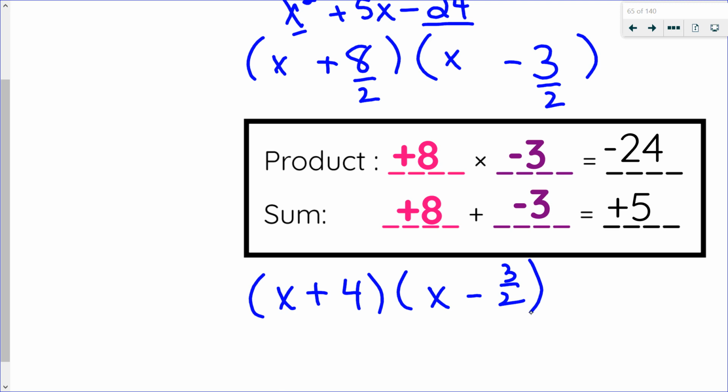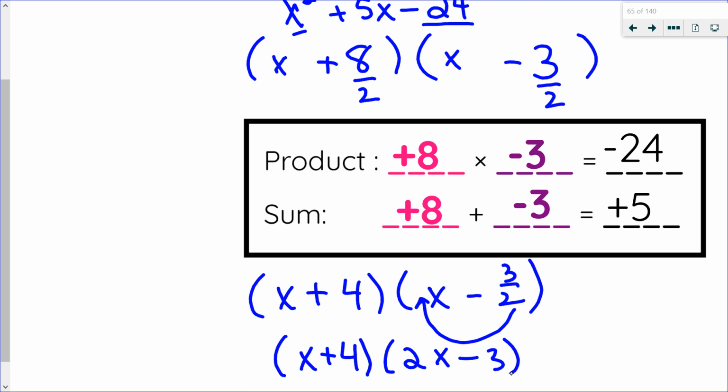in lowest terms. So once I have all my fractions in lowest terms, here's why it's called bottoms up. I take my bottom, my denominator, and I bring it up. So my factors should be x plus 4 times 2x minus 3. When you're done factoring, you shouldn't have any fractions. That's why the fractions, the bottom comes up.